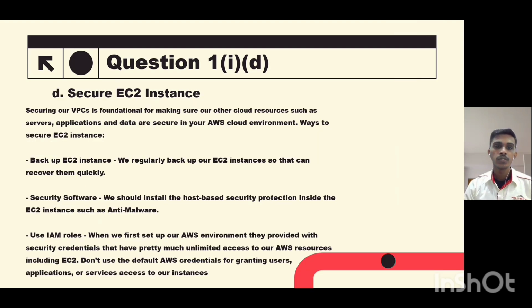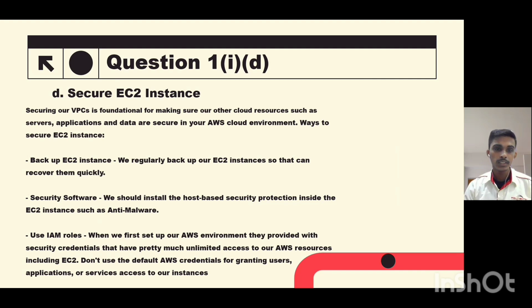Question D, secure EC2 instance. Securing our VPC is foundational for making sure our other cloud resources such as servers, application, and data are secure in your AWS cloud environment. Ways to secure EC2 instance are as below.